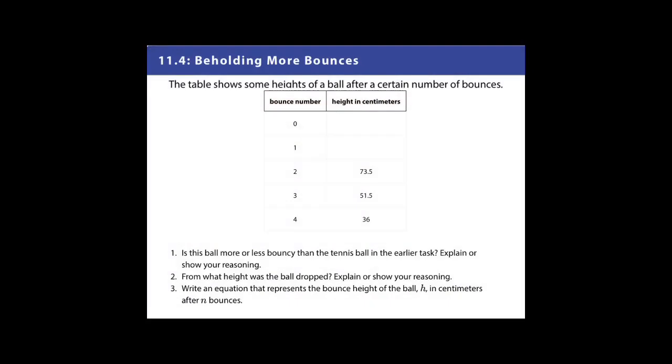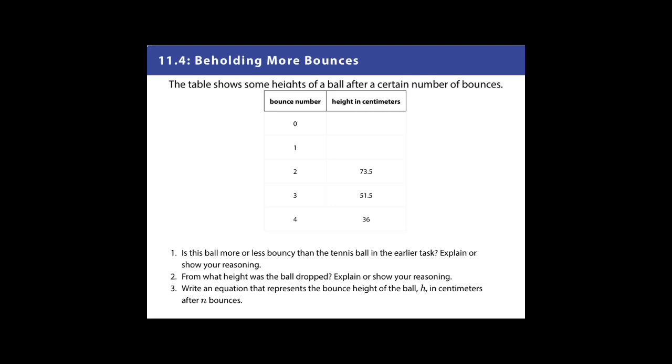Ball after a certain number of bounces. So looking at this table, is this ball more or less bouncy than the tennis ball in the earlier task? So this ball is more bouncy. Each bounce of this ball reaches a height that is about 0.7 times that of the previous bounce. The tennis ball in the earlier task loses about half of its height with each bounce.